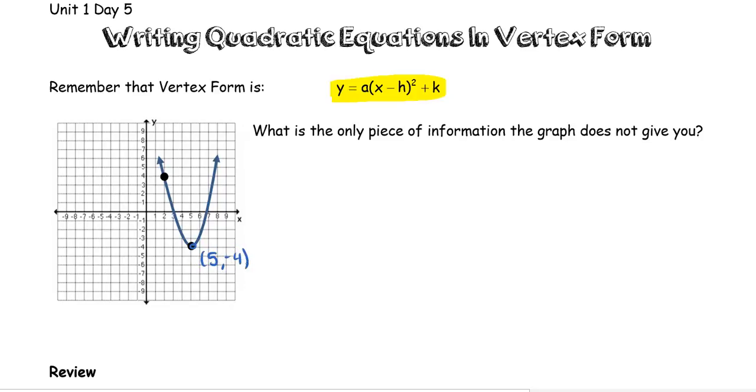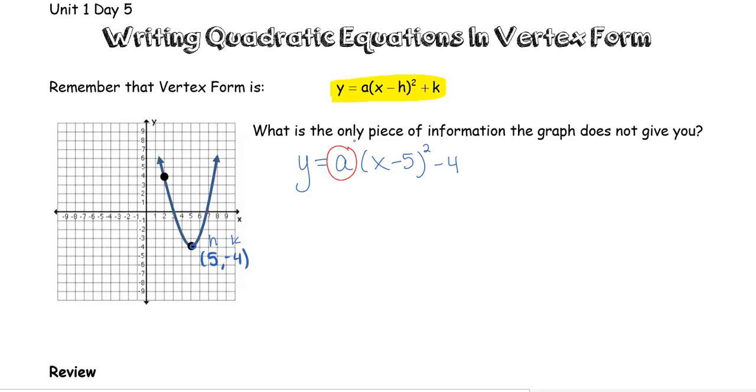So the first thing I'm going to do is go back and plug in that vertex. So we've got y equals a times (x minus, this is your h and this is your k) so I'm going to be subtracting 5, quantity squared, minus 4. Remember, anything that you have on the inside of the parentheses is the opposite of what you see on the outside. So just like with intercept form, after I get that critical piece of information, the only thing that I have left to solve for is that a value.